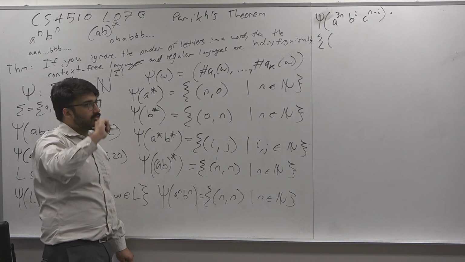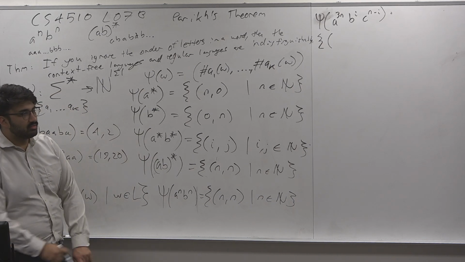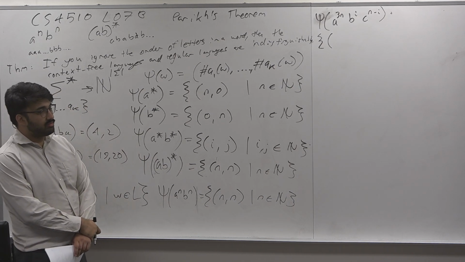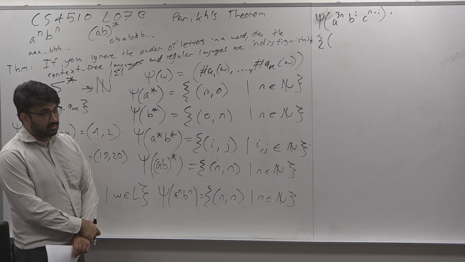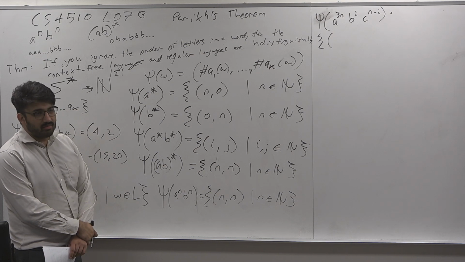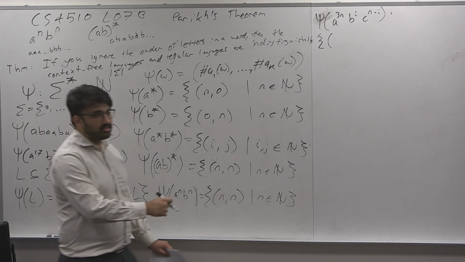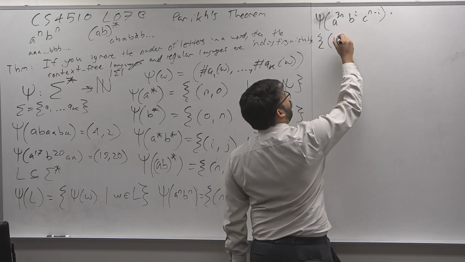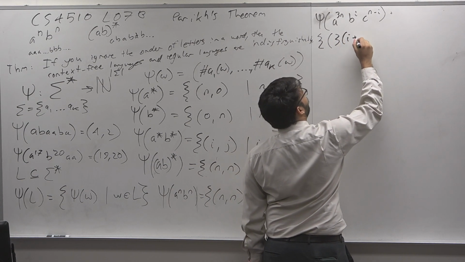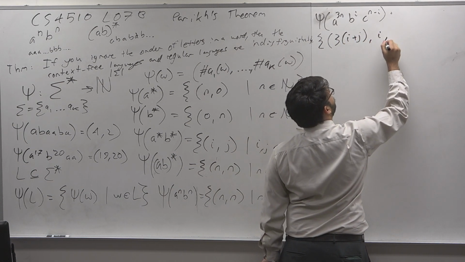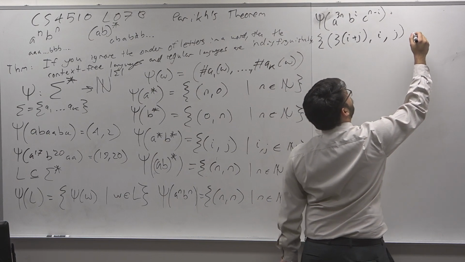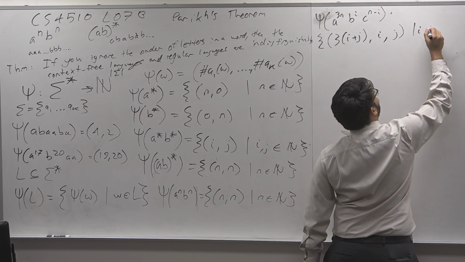This is a little difficult to formalize. You could just say ni and n minus I, but I'll rewrite it this way to illustrate something. Let's call this 3i plus j, I, j. I comma j are naturals.